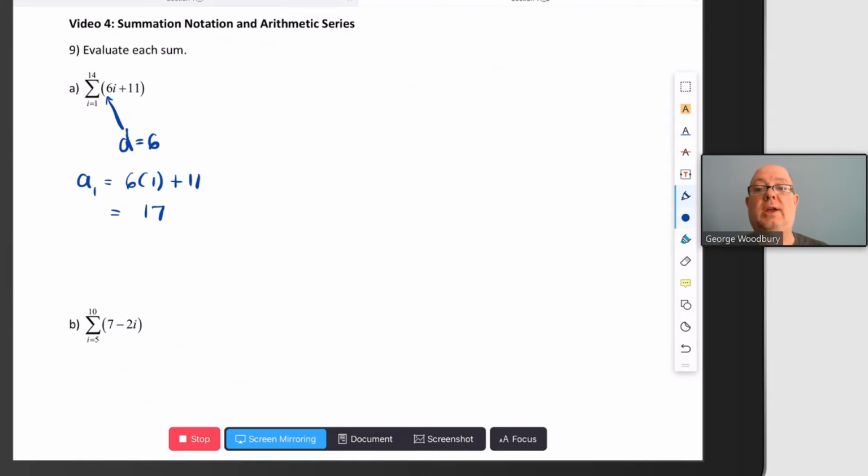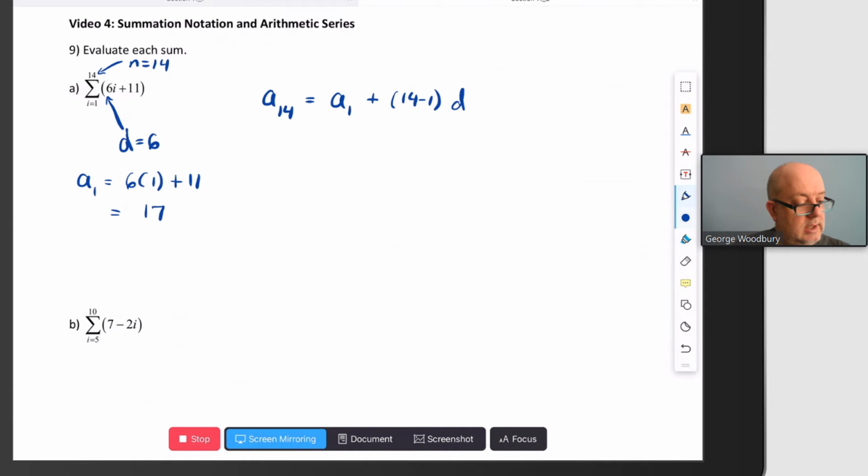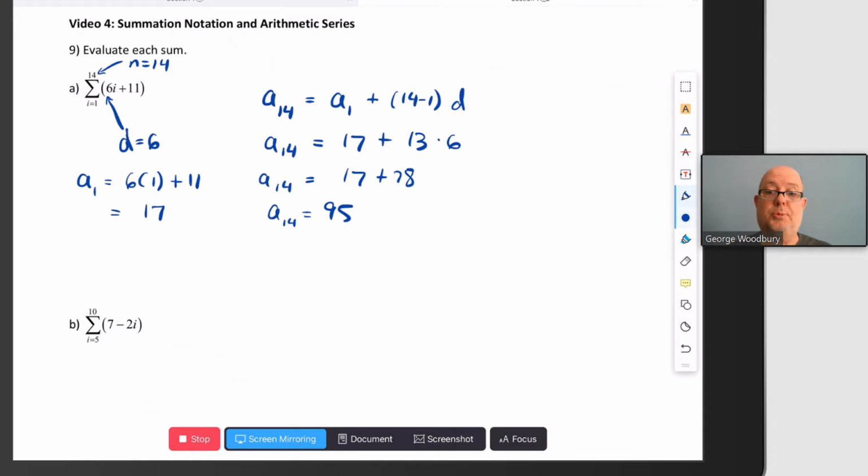And then I do need to figure out what the last term that we're adding is, and that's where n is 14. So I do need to find a sub 14. A sub 14 would equal a sub 1 plus 14 minus 1 times the difference. A sub 14 would equal 17 plus 13 times the difference of 6, which would be 17 plus 78, or 95.